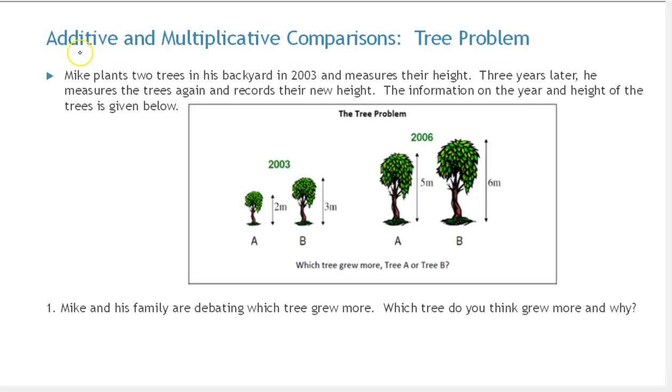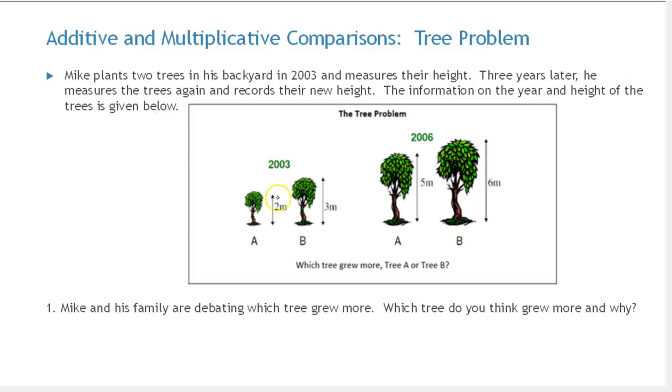In this video, we're going to look at additive and multiplicative comparisons using the tree problem. Mike plants 2 trees in his backyard in 2003 and measures their height. 3 years later, he measures the trees again and records their new heights. The information on the year and the height of the trees is given below.